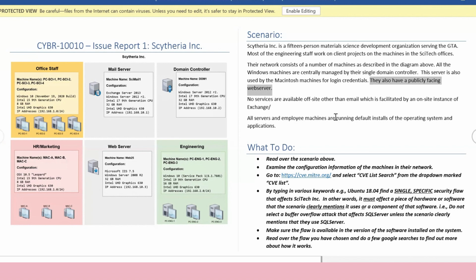And all servers and employee machines are running default installations of operating systems and applications, which means obviously it's going to be vulnerable to some form of attacks, because this is not really a good idea. So I think at this point we've understood the infrastructure. Maybe we can now attempt the task. We've examined the configuration information. The next thing will be to search for a CVE that affects any of the software or hardware in this organization.